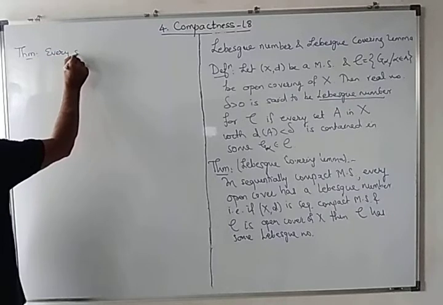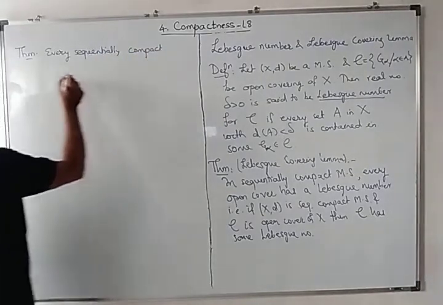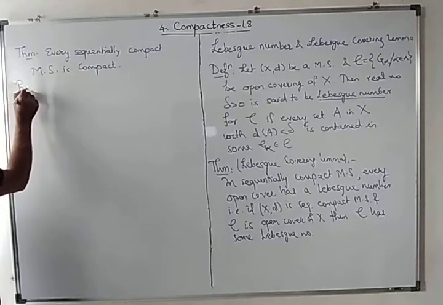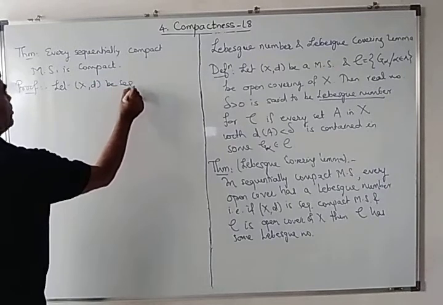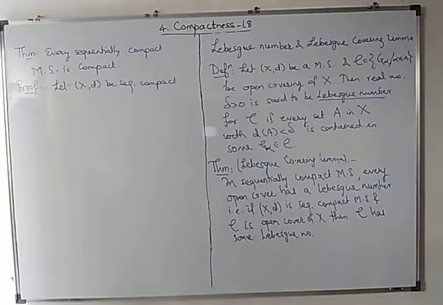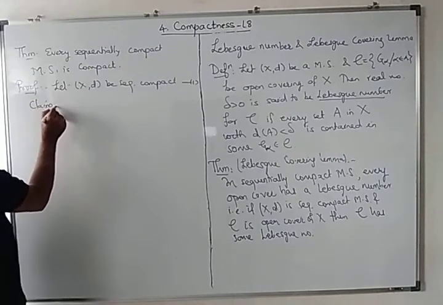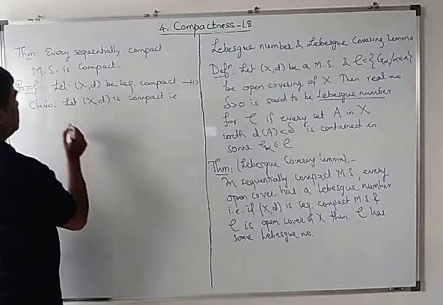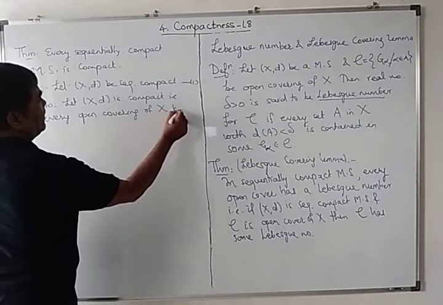Every sequentially compact metric space is compact. Proof: let (X, d) be a sequentially compact metric space. What is our aim? To show (X, d) is compact, that is, every open covering of X has a finite subcover.